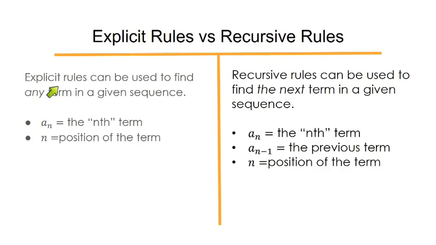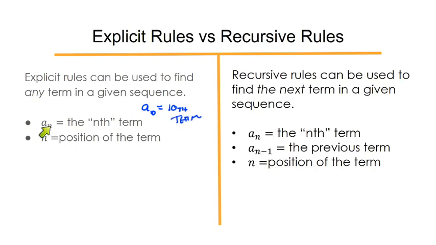An explicit rule can be used to find any term in the given sequence, meaning if I was looking for the 50th term in a sequence, I could use the explicit rule to figure out what that is. Here's some notation that we use. If I say a sub n, that means the nth term in that sequence. So for example, if I were to ask, what's a sub 10? I'm saying, what is the 10th term?